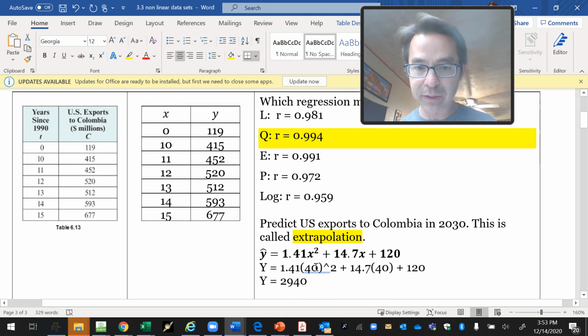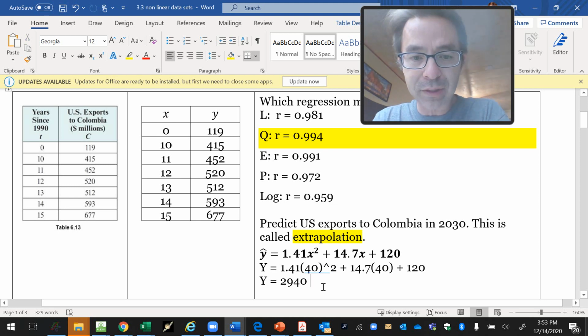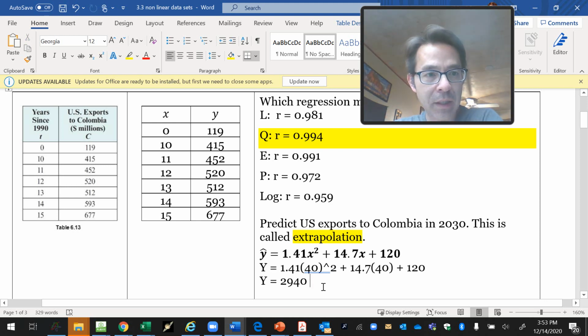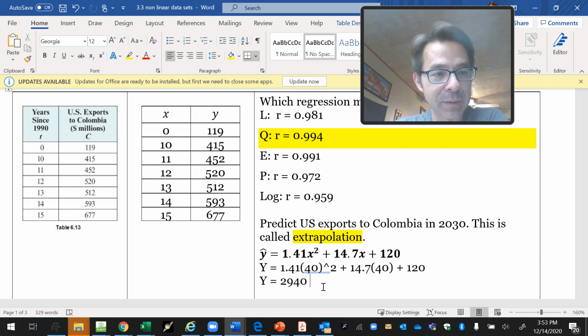So you just replace the X's with the 40, and you end up getting $2,940 million exported to Colombia in the year 2030.